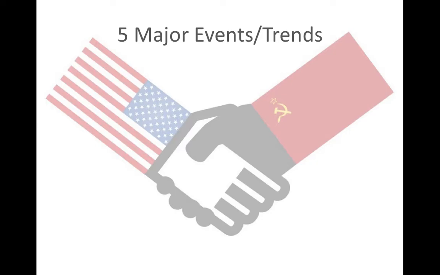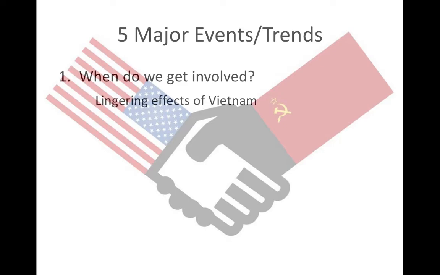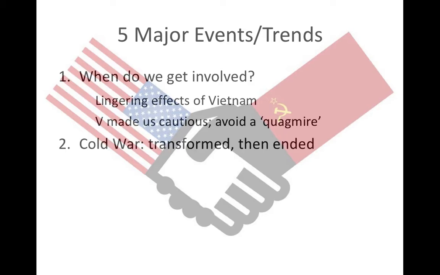There are 5 big events or trends in the modern era. The first one is the question internationally of when do we get involved? When do we intervene? In the 50s and 60s, of course, that question was easy. After World War II, the lesson was get involved everywhere. But the lesson from the Vietnam War was, well, maybe we should be more cautious, and we wanted to avoid what was known as a quagmire, a war where we get bogged down.